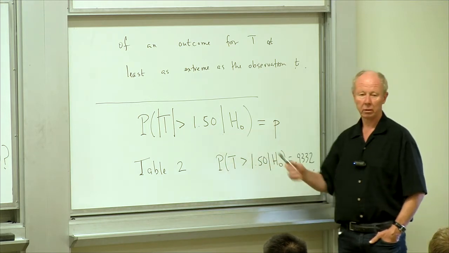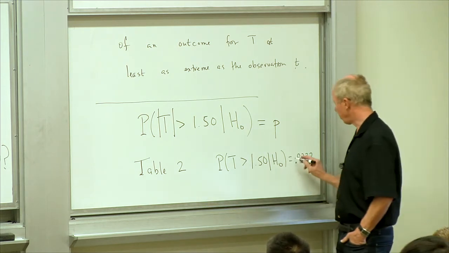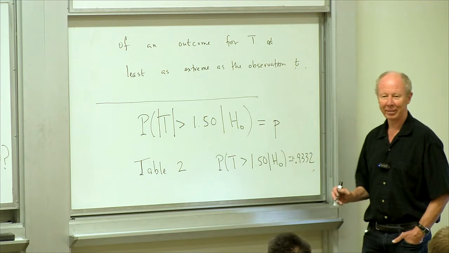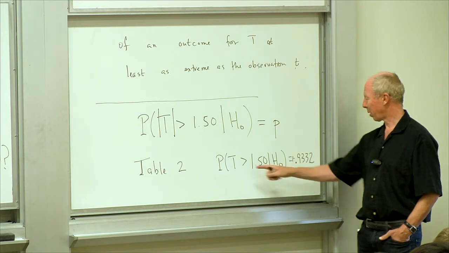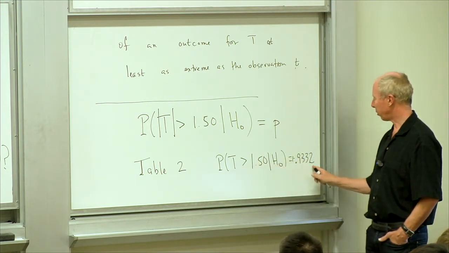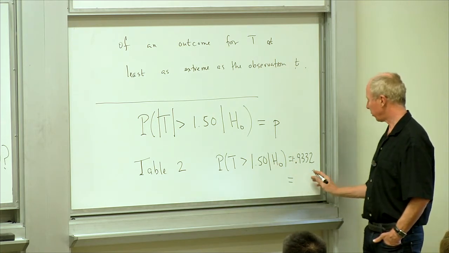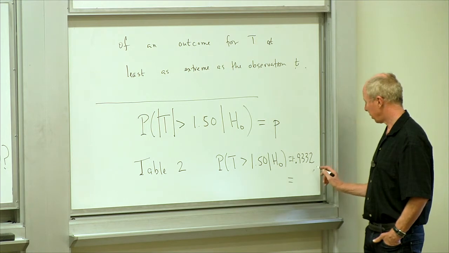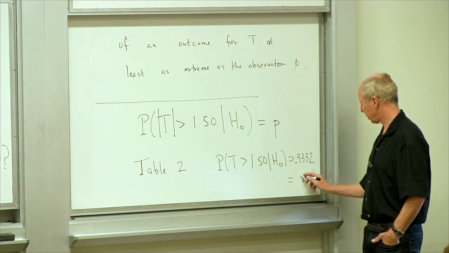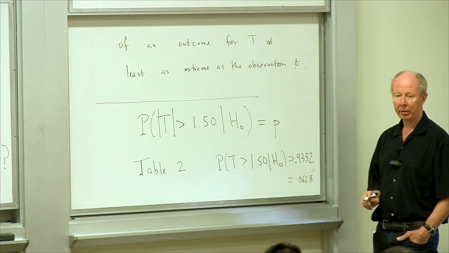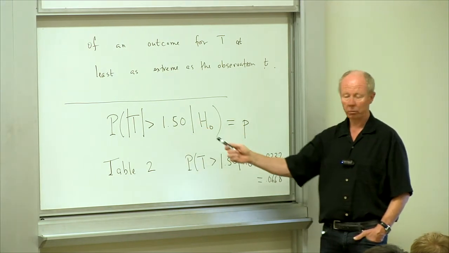So what would this probability be? Oh, I'm sorry. 1 minus this. 1 minus that. A little detail there. Table 2 says the probability that capital T is less than 1.50 is 0.9332. So the probability that it is bigger than 1.50 is 1 minus 0.9332, which is 0.0668.